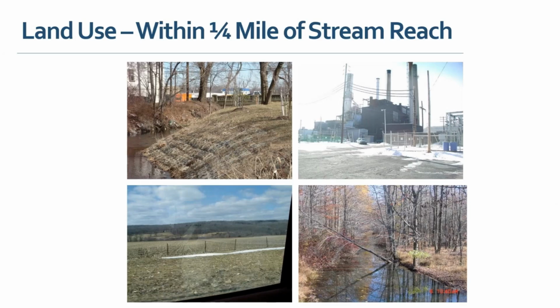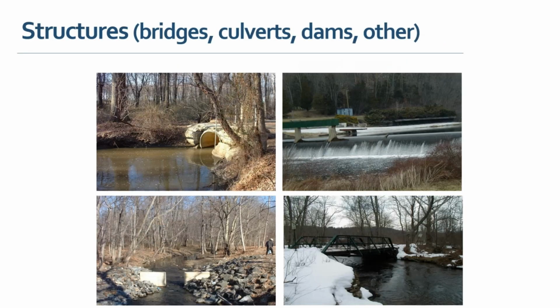You'll record any structures, any litter, and wildlife observations. Here are some examples of land use, such as commercial, industrial, farmland, maybe preserved open space. Here are some examples of structures, and we're just talking about the structures that are within your 100 meters. Often there's a bridge, because we often choose our sites where there is a road crossing, because that's the most convenient. At the top left is a culvert.